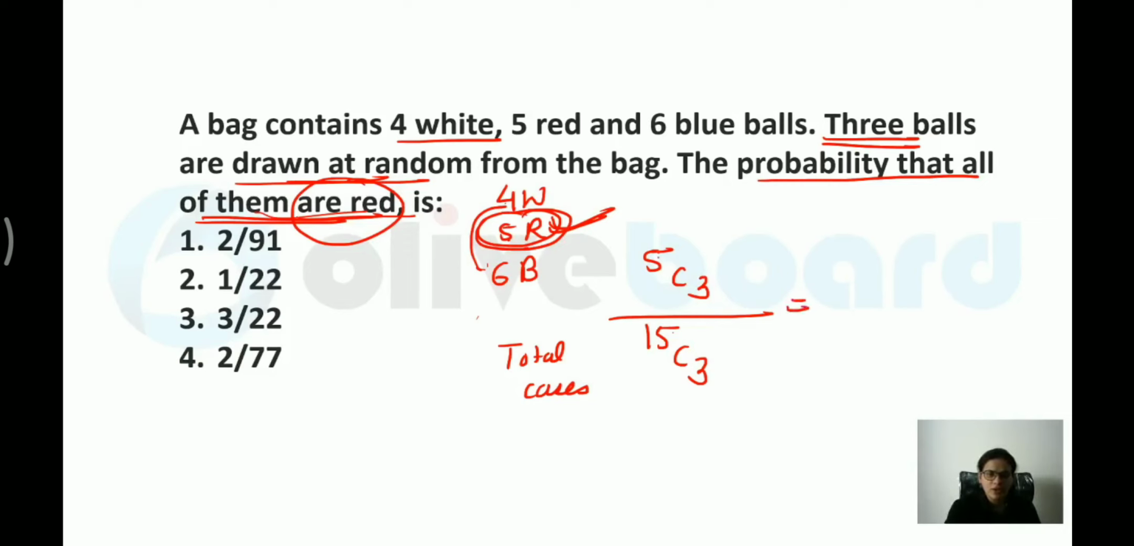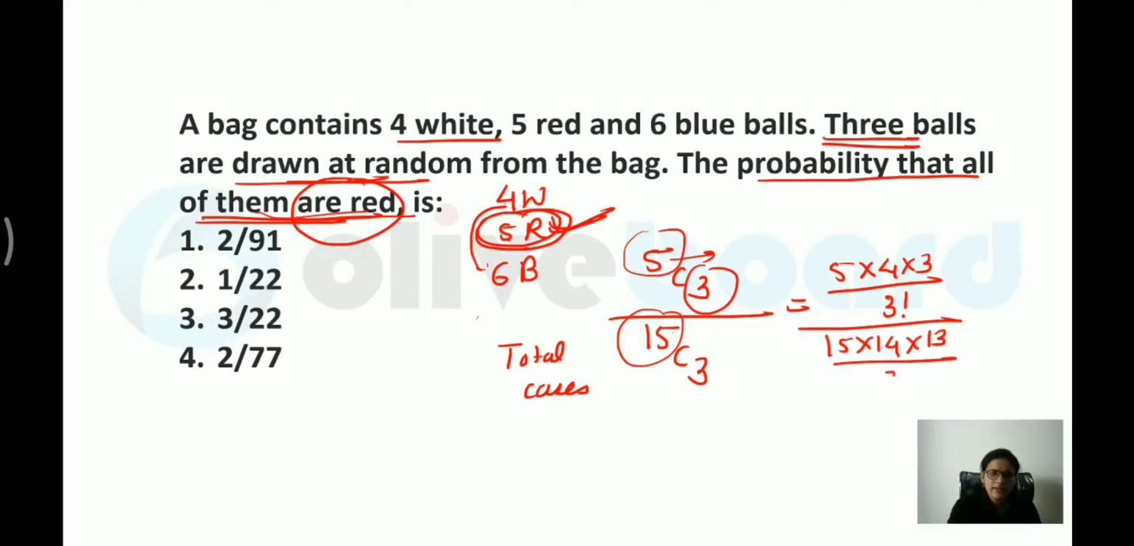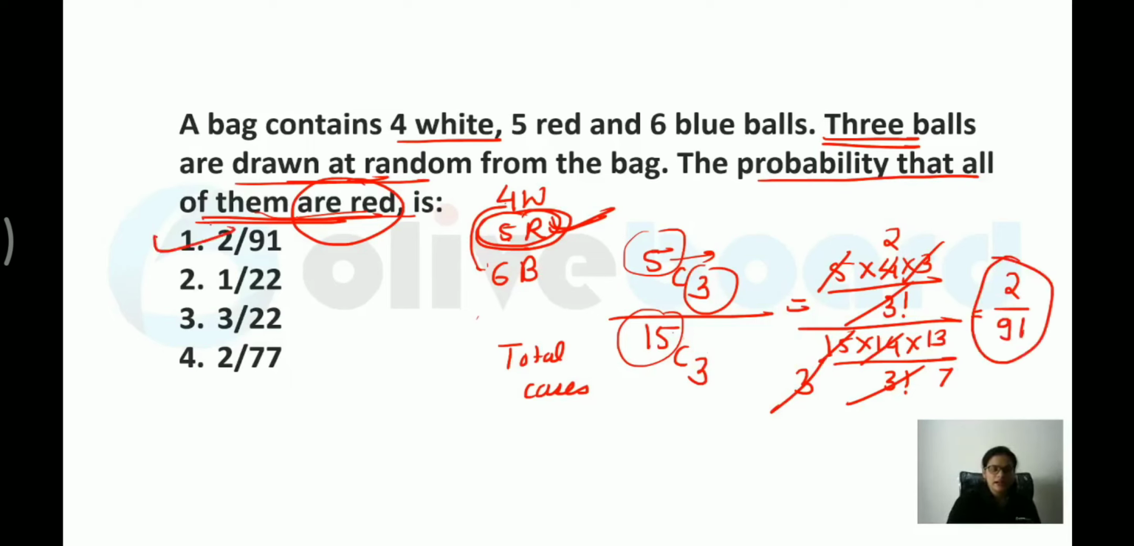Now I told you how to evaluate this. Count this 5 for 3 numbers. So 5 into 4 into 3 divided by 3 factorial. Divided by here also you will count this for 3 numbers: 15 into 14 into 13 divided by 3 factorial. You can cancel this. 5 3s are 15, 3 will get cancelled over here. You can write down 2 7s are and 2 2s are. So what are you getting over here? 2 by 91 would be the probability that all of them are red. So please remember how to use the concept of combination over here.